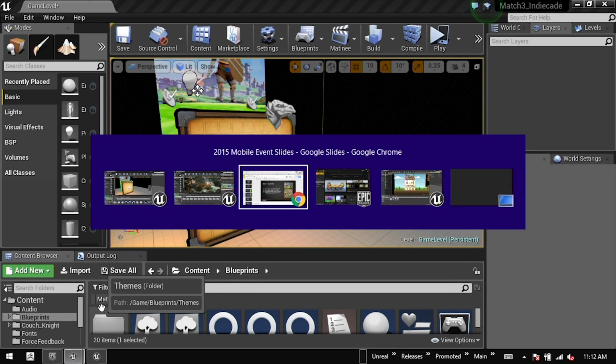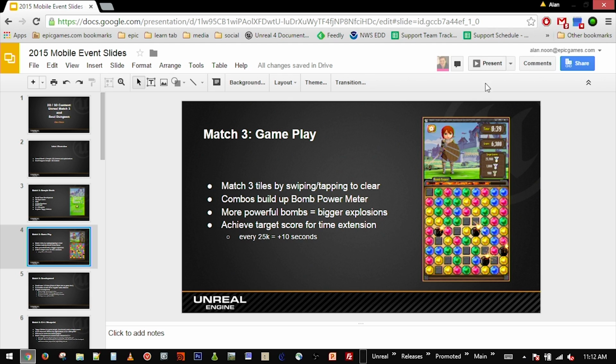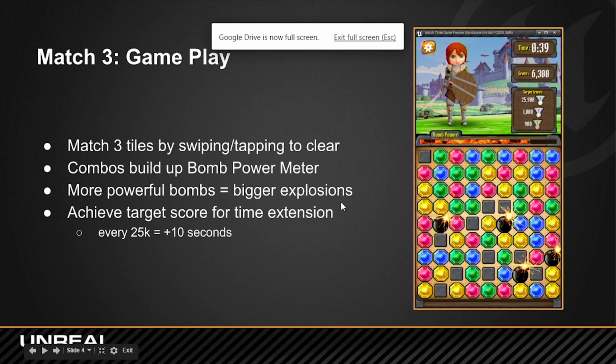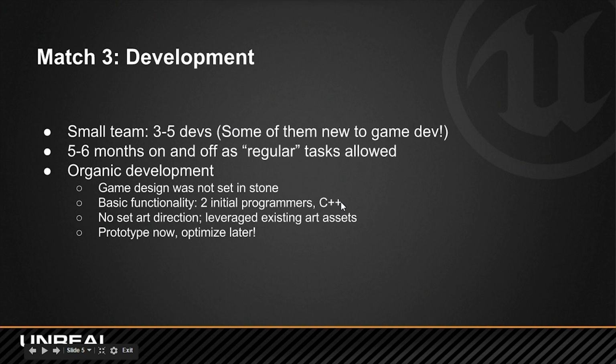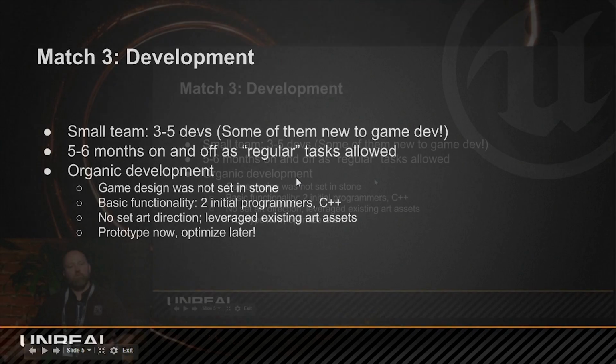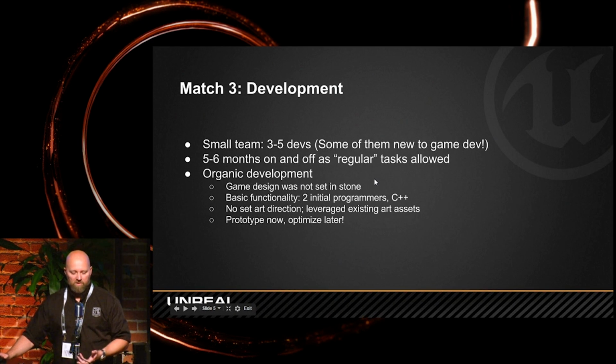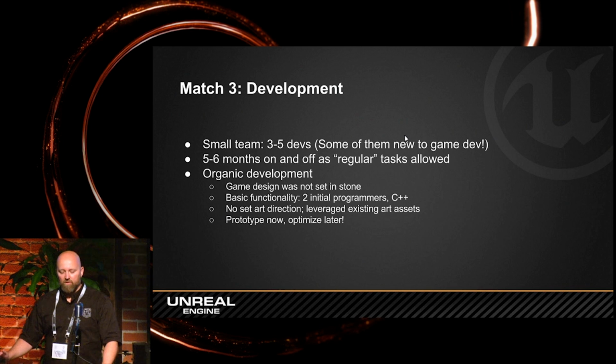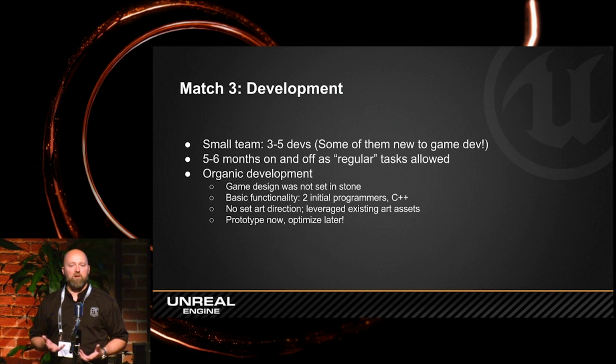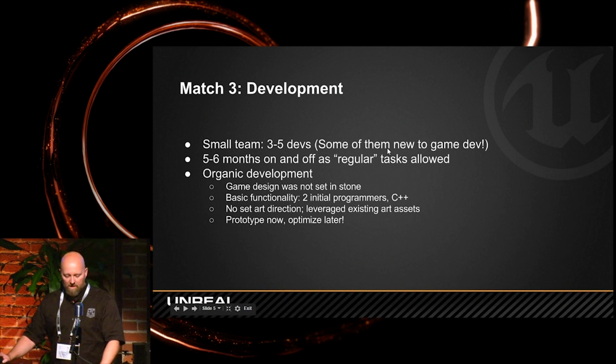Let's go back to our slides. Okay, like I said, small team, 3 to 5 devs, and for some of them, it was the first project that they had ever actually worked on in terms of game development. This took place over the course of 5 to 6 months with people rolling on and off the project, a few hours here, a couple days there, and so on and so forth, as their regular day-to-day tasks allowed. So the team really came from different places within the company, the majority from the documentation team. The artist came on board from our marketplace content team, what have you.